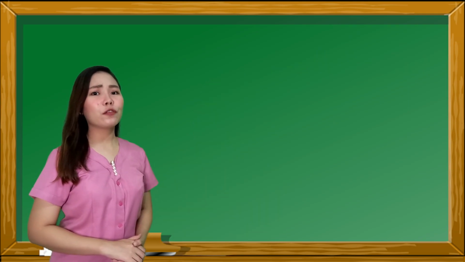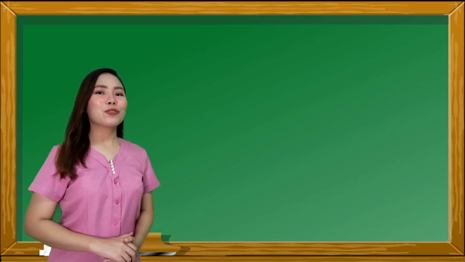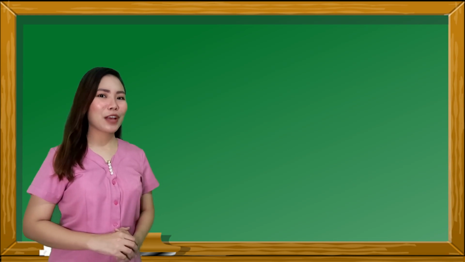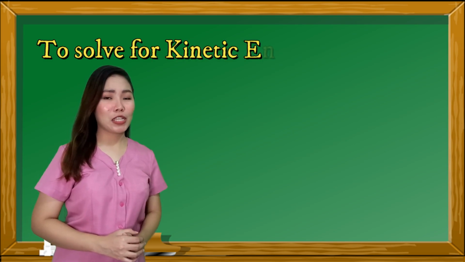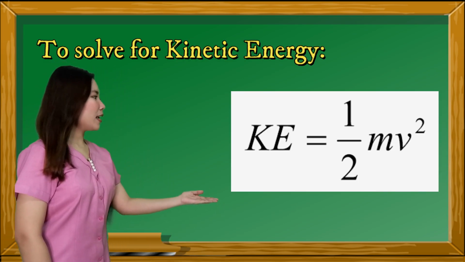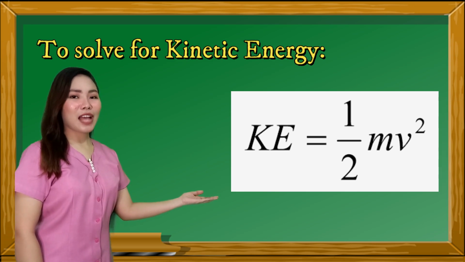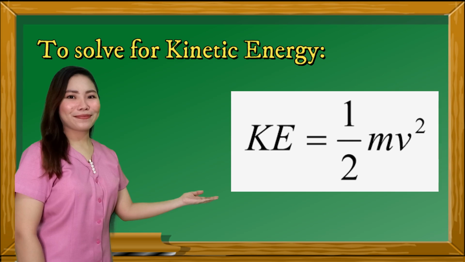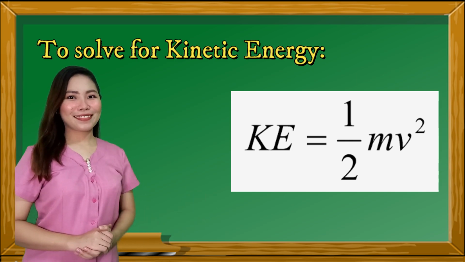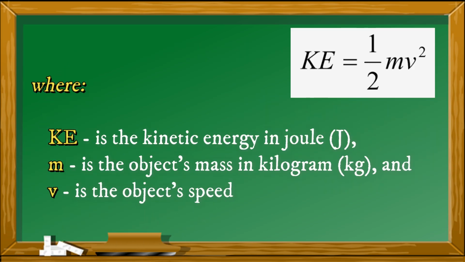Now, how to solve kinetic energy? To solve for kinetic energy, meron tayong gagamitin na formula mga ka-super science. We have KE is equal to 1/2 times mass times velocity squared. In this equation, KE is the kinetic energy in joule, m is the object's mass in kilogram, and v is the object's speed in meter per second.